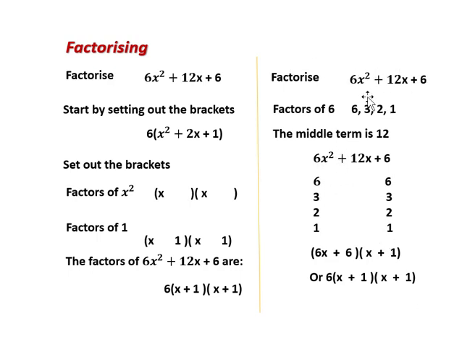We want to factorize this part here, 6x squared plus 12x plus 6. We write down the factors of 6. Those are all the factors of 6, which are, incidentally, the same factors as over here, because we've got a 6 and a 6. The middle term is 12. So now we write down 6, 3, 2, 1. And we're looking for the middle term to be 12. So we start off by 6x plus 6.